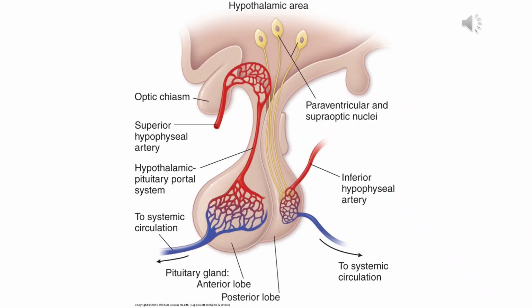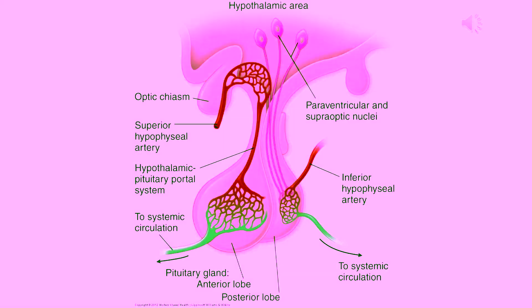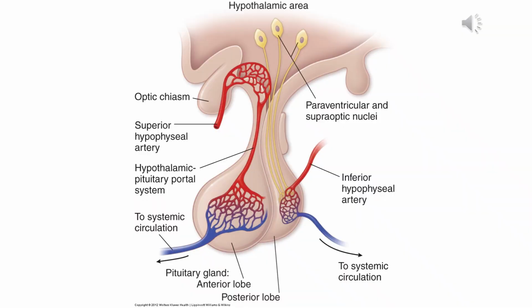On the right side of the illustration, you can see the nuclei that make oxytocin and ADH. Those hormones travel by way of the hypothalamo-hypophyseal tract down to the neurohypophysis, where there is the capillary bed formed by the inferior hypophyseal artery. So those 2 hormones are stored in the posterior pituitary and enter into the blood there and then travel by way of the blood to their target tissues. So we have already talked about those.